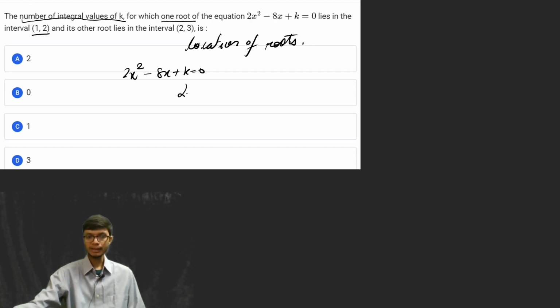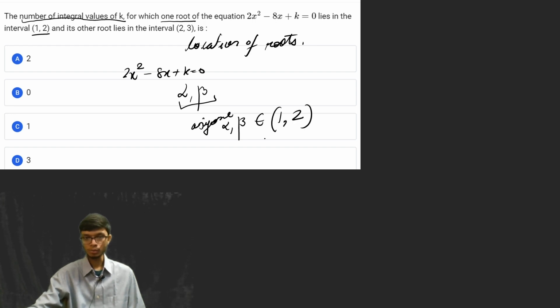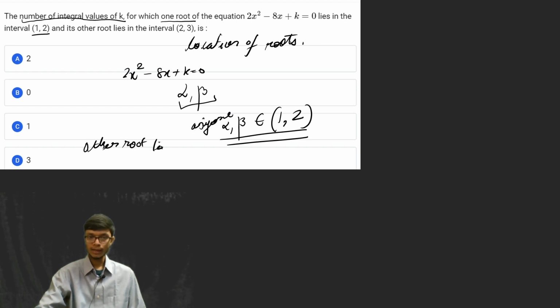It is saying that if this equation has roots alpha and beta, then any one of alpha and beta needs to lie in the interval 1 to 2. In this particular interval, any one of the roots lies, and if alpha lies between 1 and 2, then the other root lies in the interval 2 to 3.